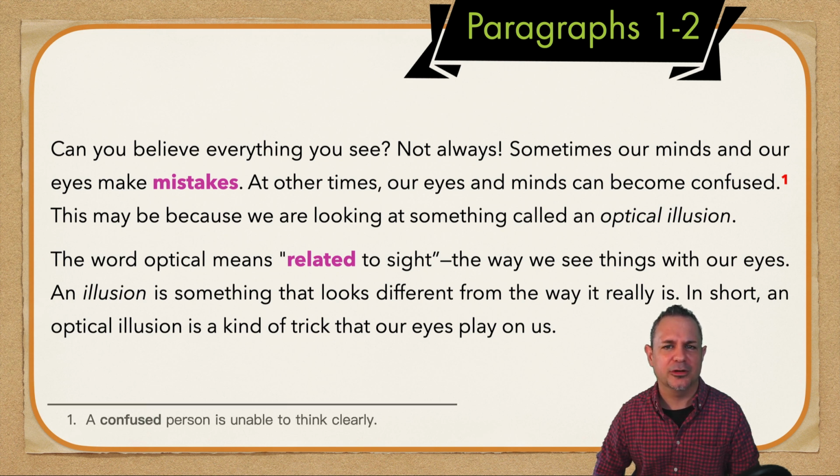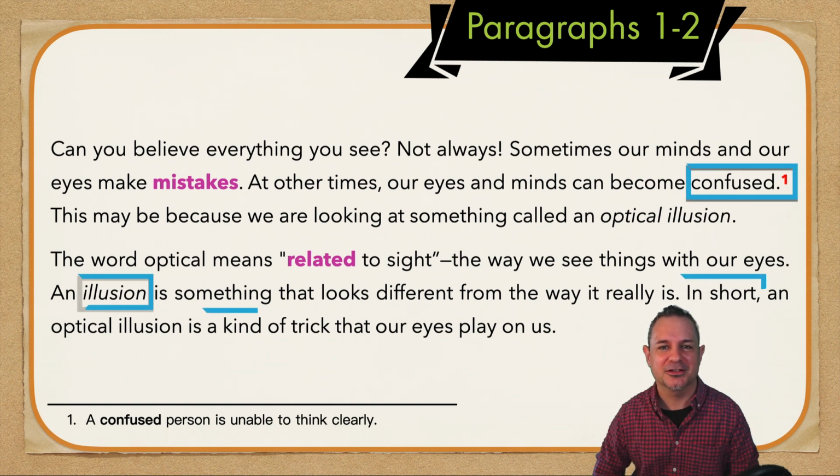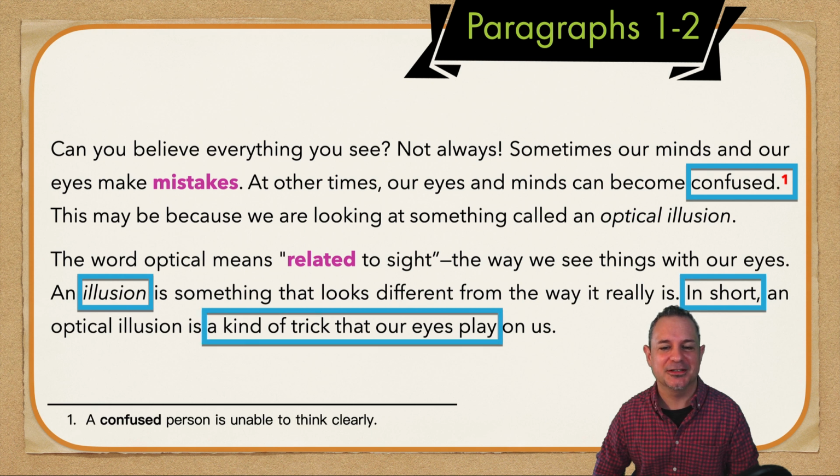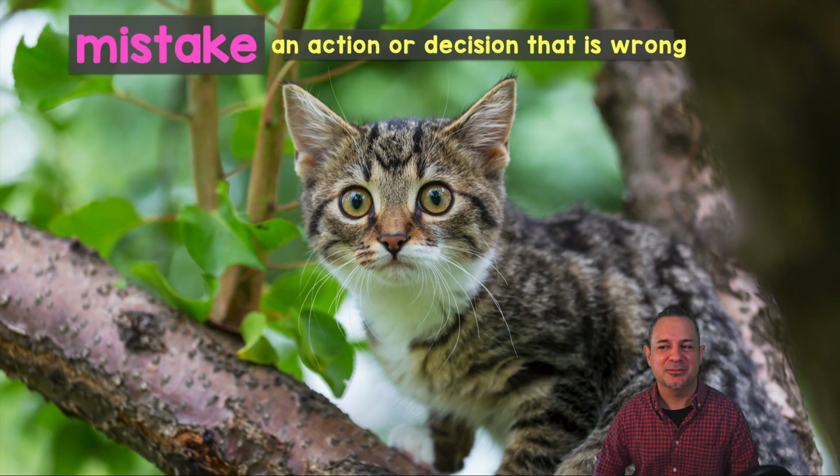Take a look at this word, confused. There's a footnote for that. A confused person is unable to think clearly. We have 2 vocabulary words in these 2 paragraphs and 4 language targets. Confused, illusion, in short, and a kind of trick that our eyes play on us. Let's check out the vocabulary first. A mistake is an action or decision that is wrong.